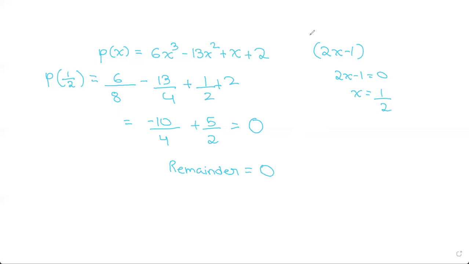Now let's move on to the next part. We know that P of x is 6x cubed minus 13x squared plus x plus 2. Now they're asking us to express it as a product of a quadratic polynomial and a linear polynomial. So we know that x minus 2 is a factor. So x is equal to 2. So we can just use synthetic division.